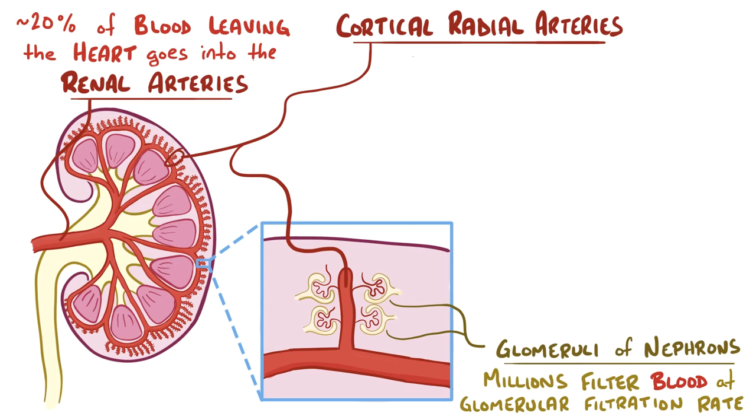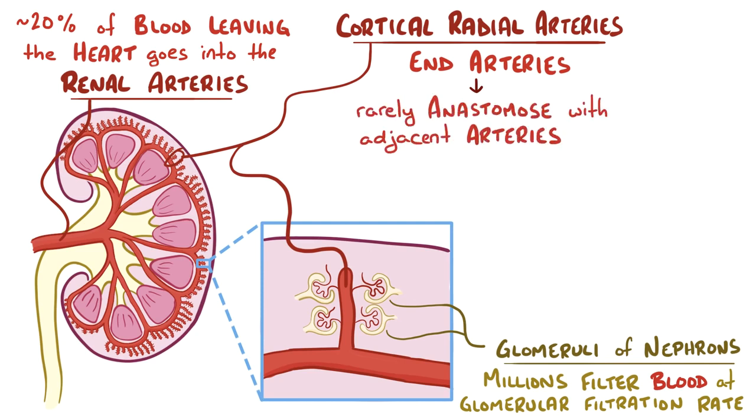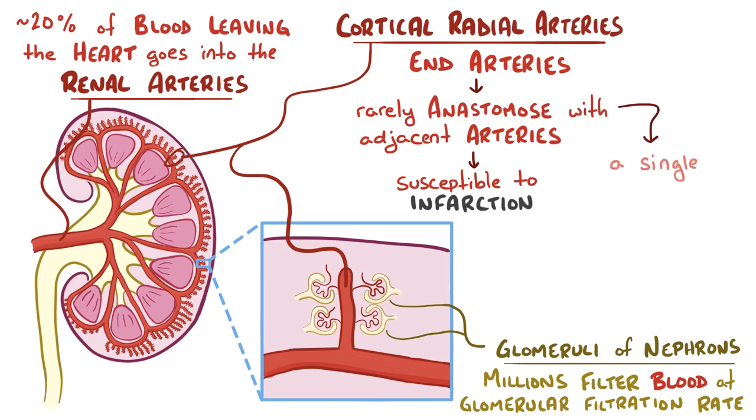It's also worth noticing that those cortical radial arteries are end arteries, meaning that they rarely anastomose with adjacent branches, and are therefore more susceptible to infarction, since a single blocked artery is all it takes to cause ischemia because the tissue can't be saved by neighboring arteries.